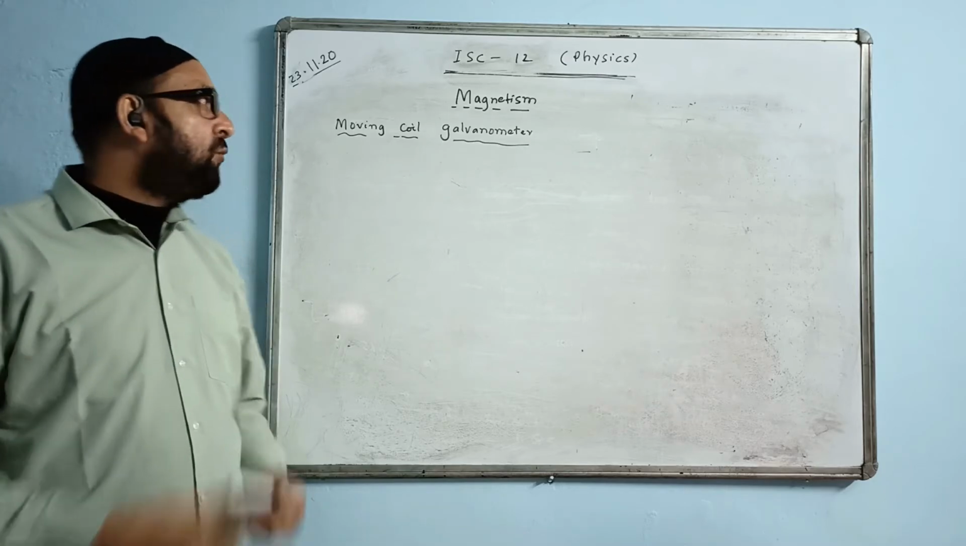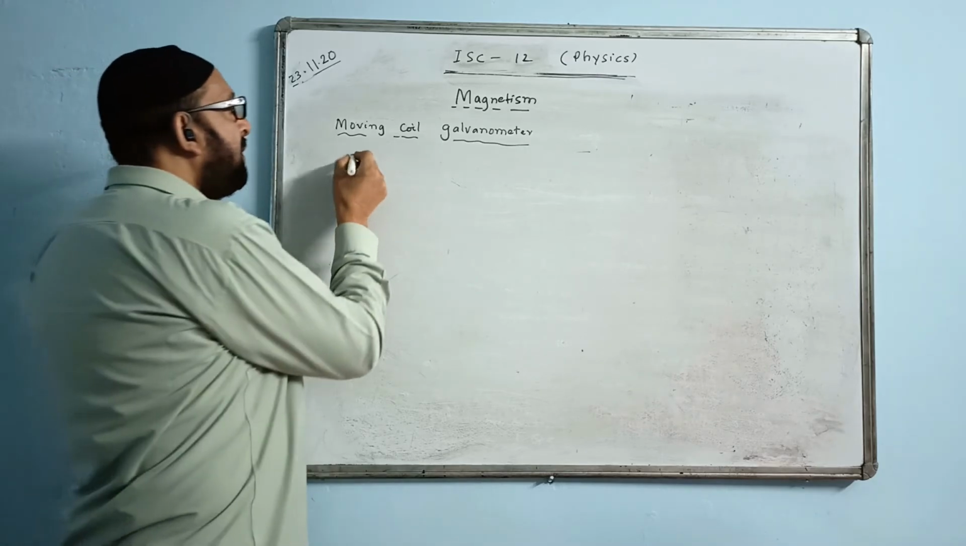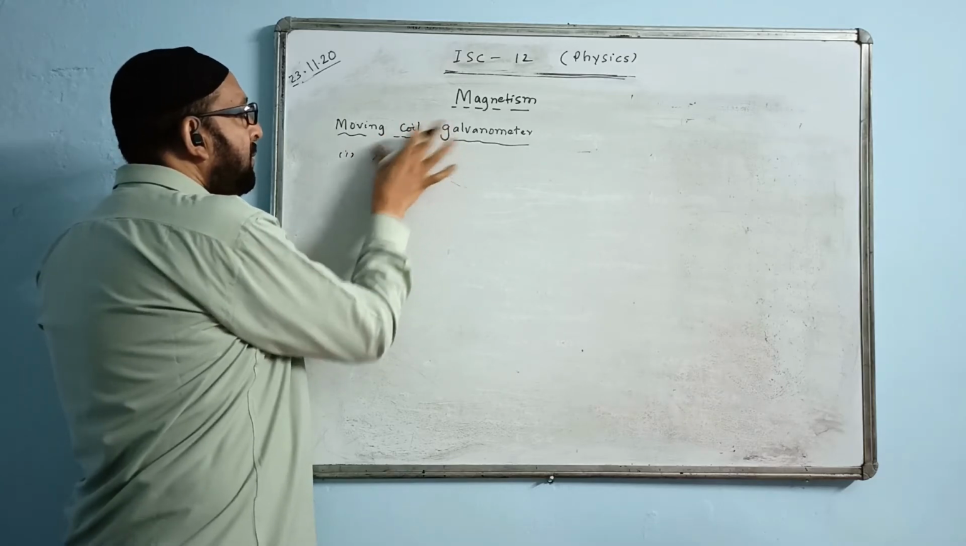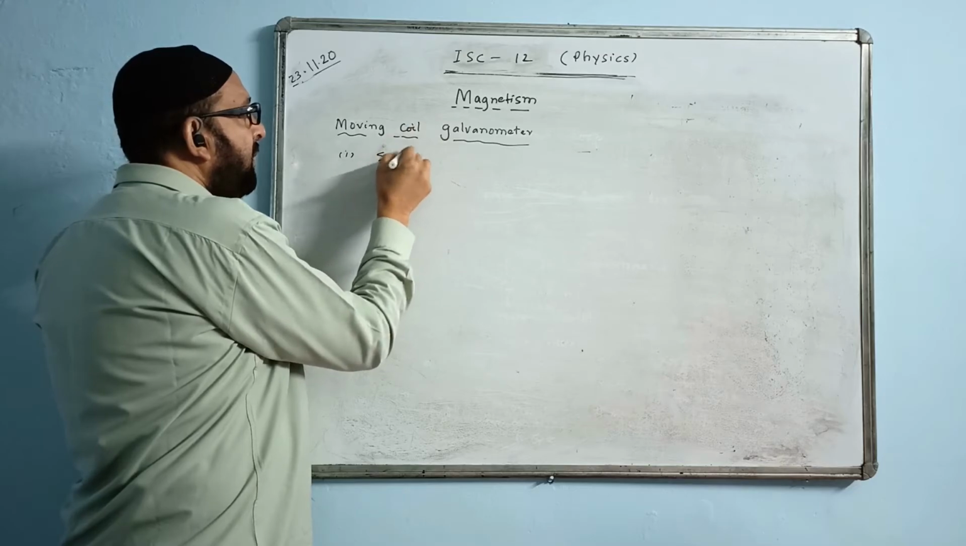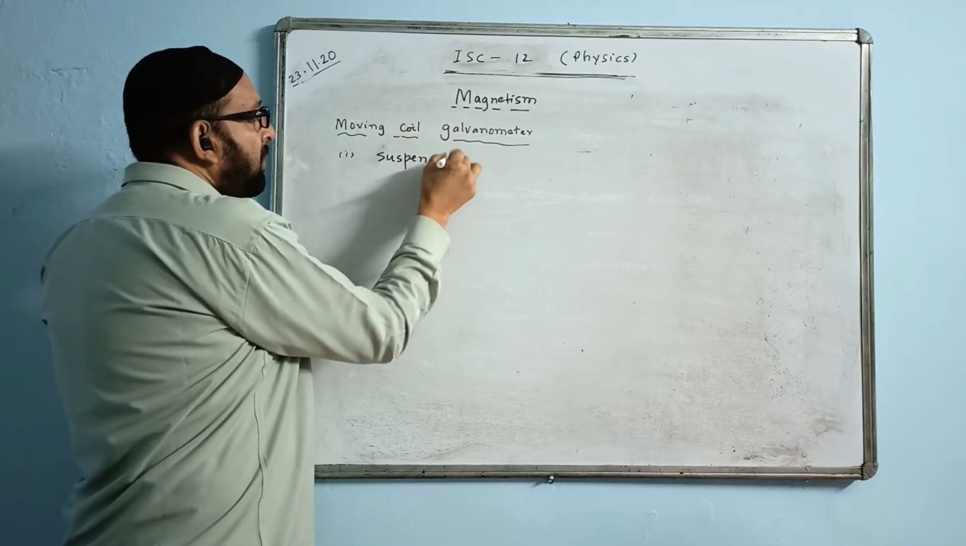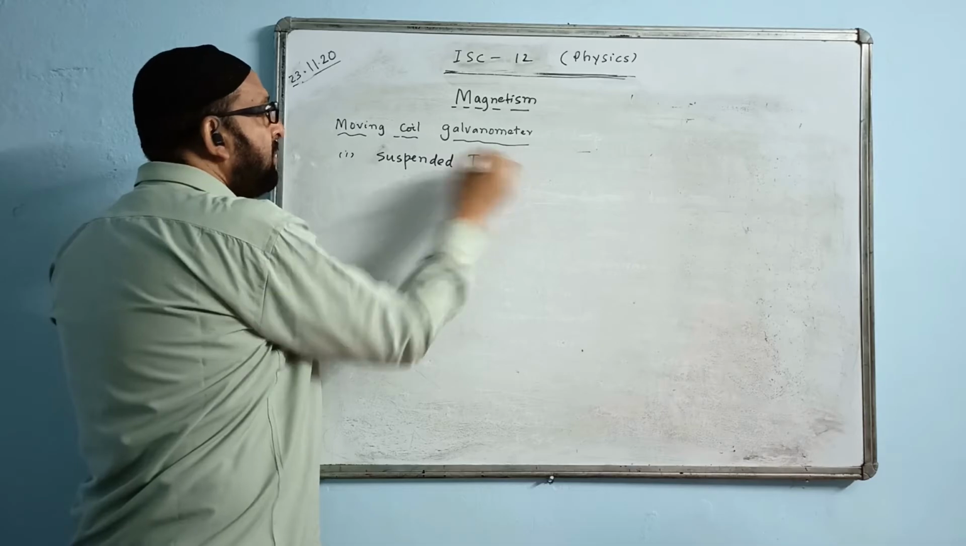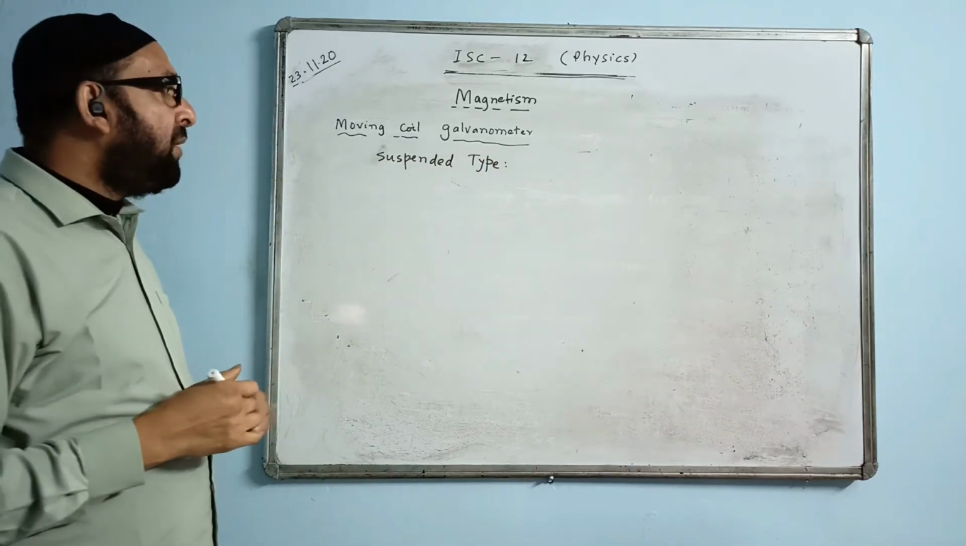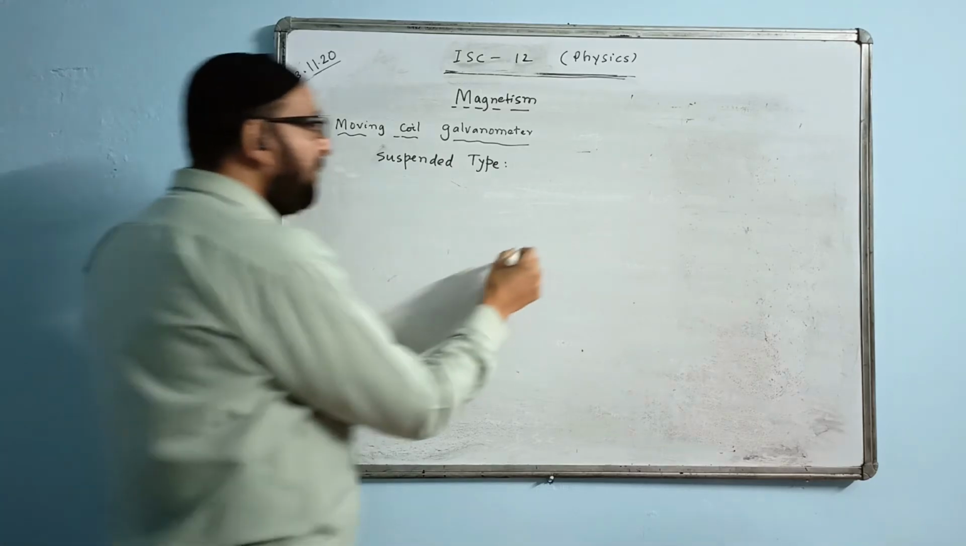Suspended type moving coil galvanometer, but the working principle is the same. Here we write: number one is suspended type. Suspended type only we have in the syllabus. We are doing the suspended type moving coil galvanometer. Then the diagram of this one will be made like this.